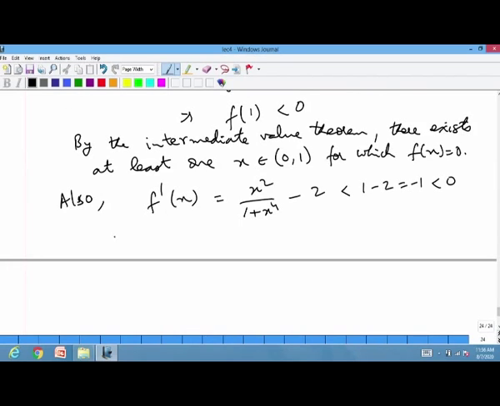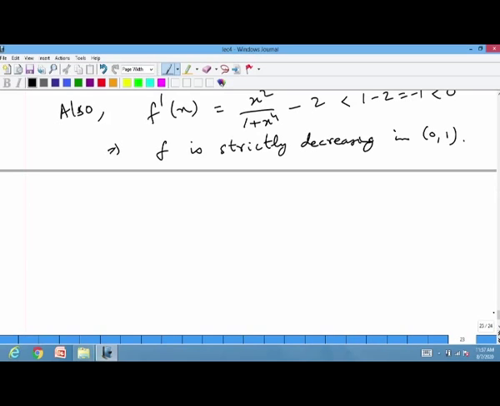This implies f is strictly decreasing in the interval 0 to 1. So, f is a strictly decreasing function, which means that f cannot have more than 1 zero. So, this implies f can have at most 1 zero in (0, 1).